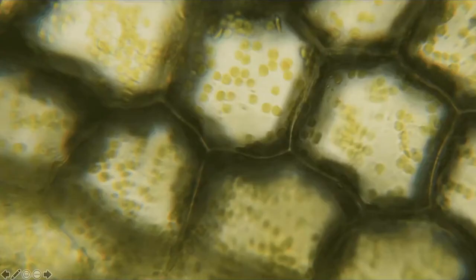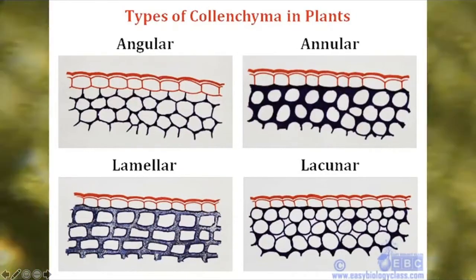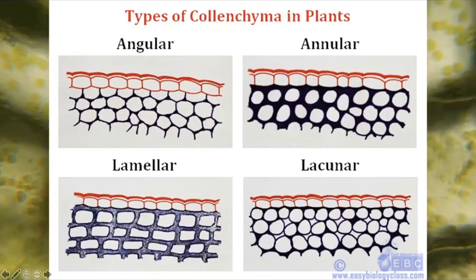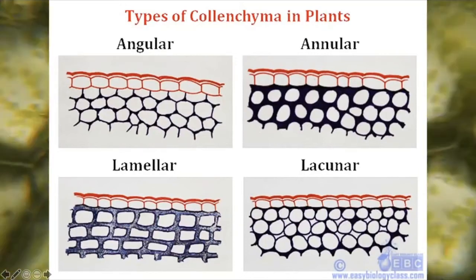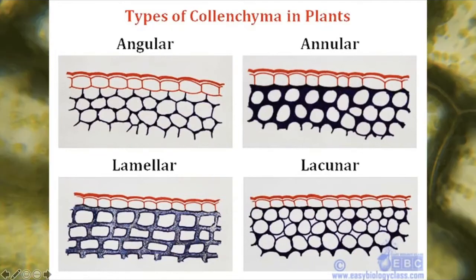There are also 4 types of parenchyma based on the thickness of the wall and the cell arrangement. We have the angular parenchyma, annular parenchyma, lamellar parenchyma, and lacunar parenchyma. So you can see the difference in their thickness.